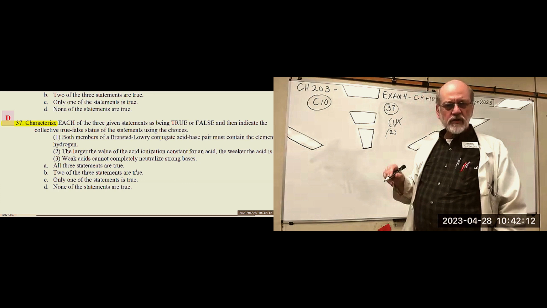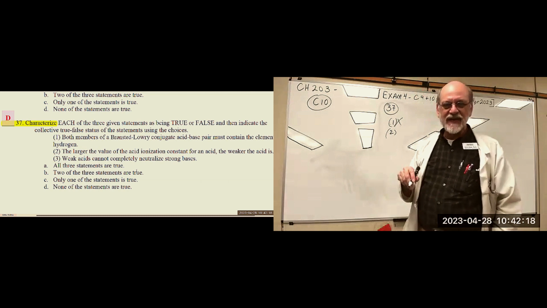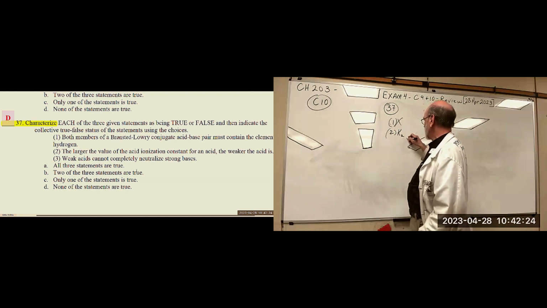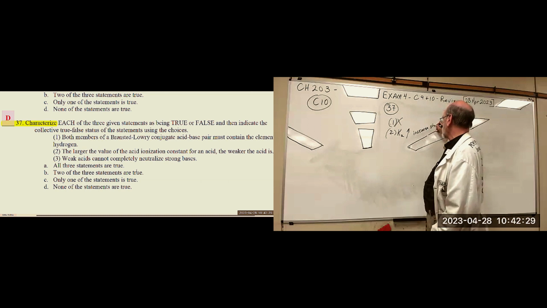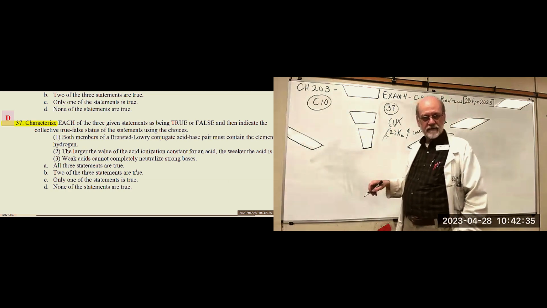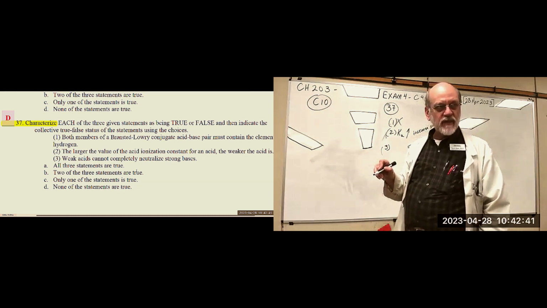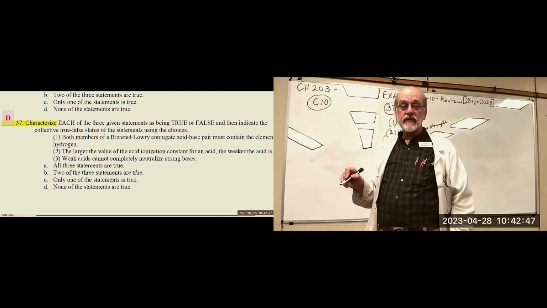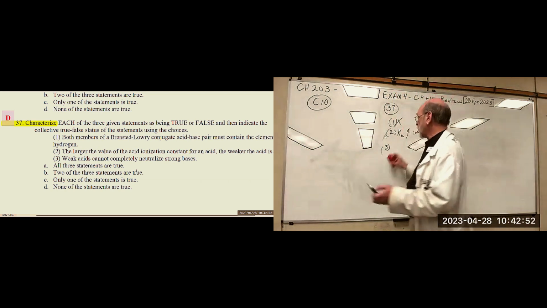How about 2? The larger the value of the acid ionization constant for an acid, the weaker the acid is. No, a large Ka means increased strength. So that one's false. How about 3? Weak acids cannot completely neutralize strong bases. Well, that's as false as it can be, right? I can neutralize sodium hydroxide solution with acetic acid, no problem. So all 3 of them are false.